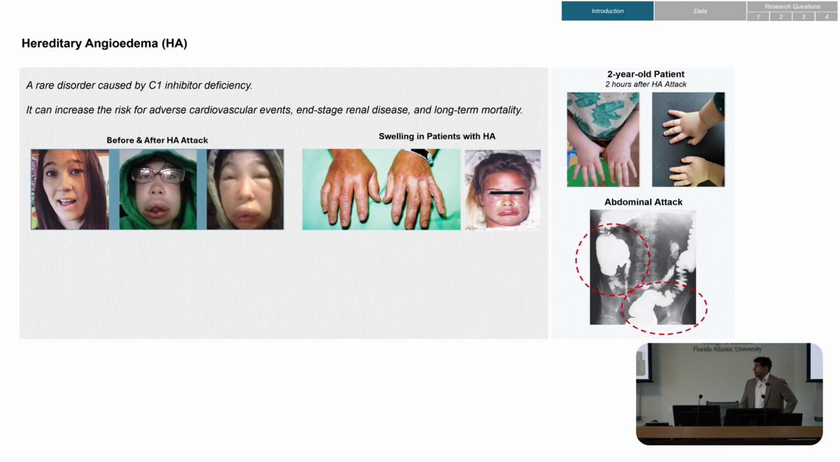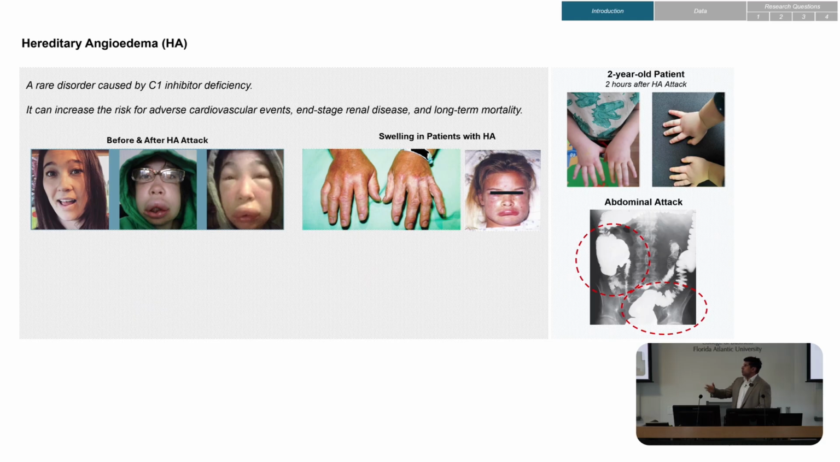Right, so what is HA? HA is a genetic disorder that's caused by a deficiency in the C1 inhibitor protein. In our bodies, the C1 inhibitor protein prevents inflammation. When there's a defect in that complement system, it leads to inflammation which can't be controlled.